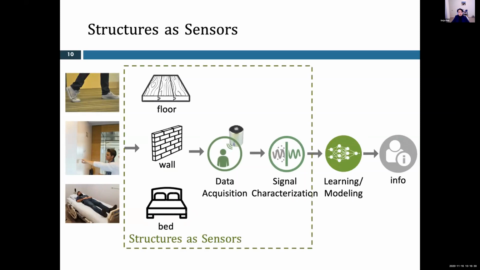The part where we utilize the understanding of the structure, for example, the property of the Rayleigh waves, to extend the system's sensing ability so that it allows accurate information inference, is what we call structure as sensors.